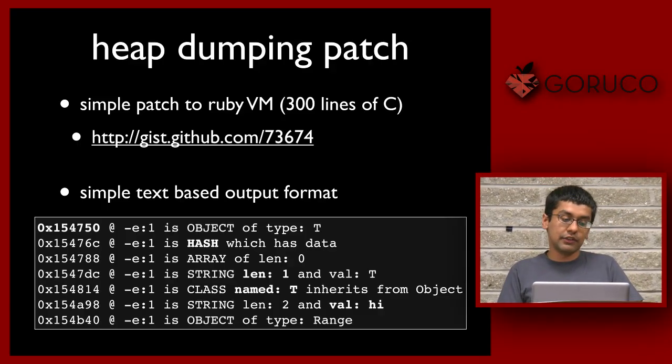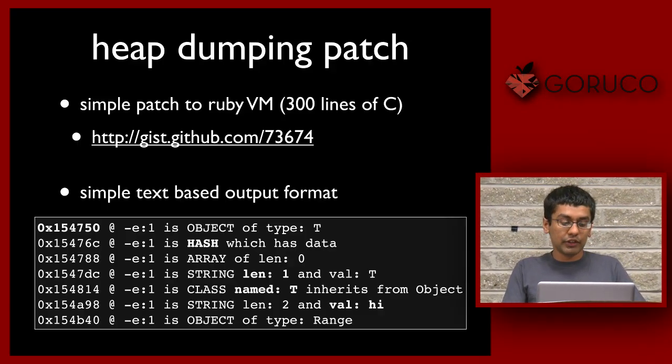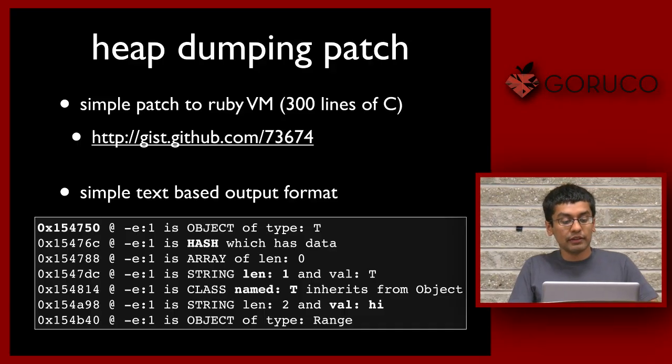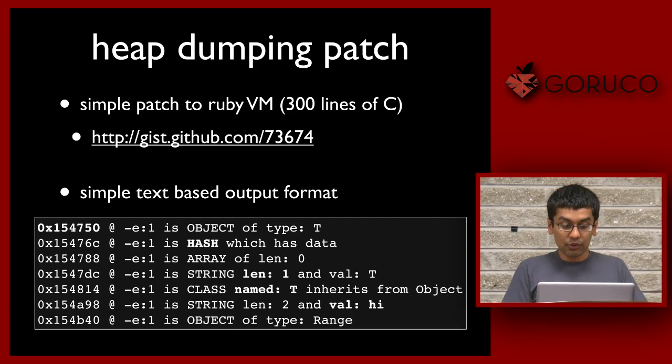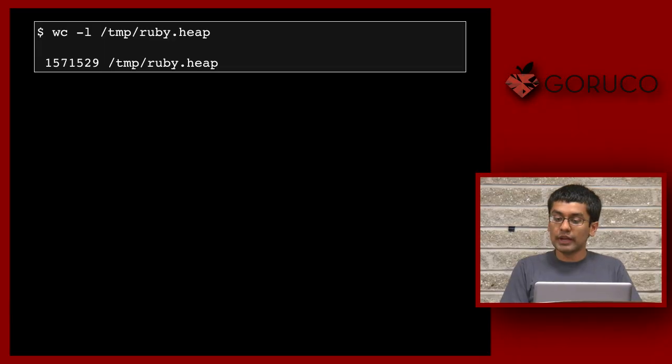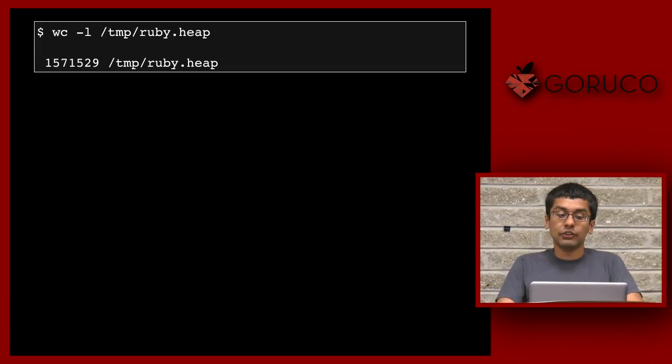So you can see on the left there's the memory address. It'll give you the file and line, the type, and then, for instance, for strings, you'll see the length and the value. For classes, you'll see the name of the class and the superclass, and so on and so forth. So this would dump out in this format, and it was actually not too hard to analyze. So I could just use a whole bunch of Unix utilities.